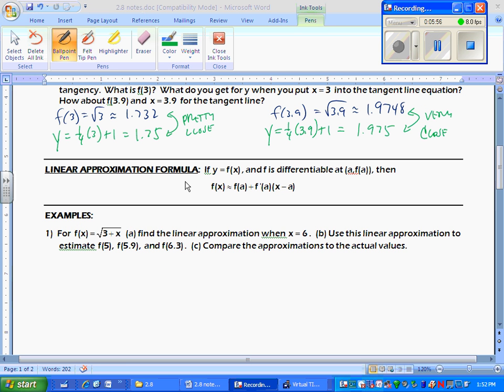Alright, so what we have down here is a linear approximation formula. But basically, all this is the equation of the tangent line.